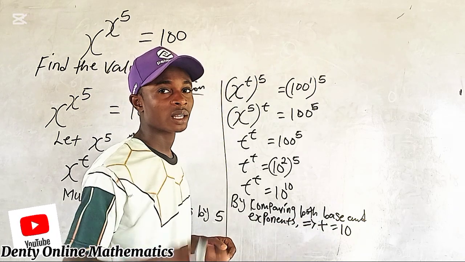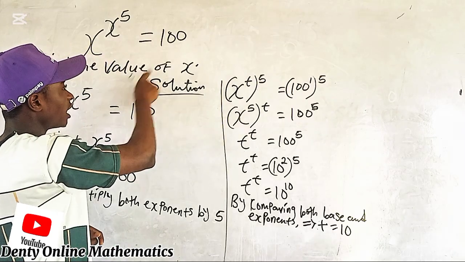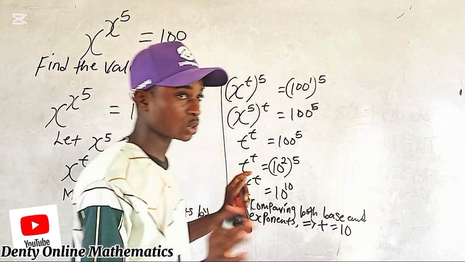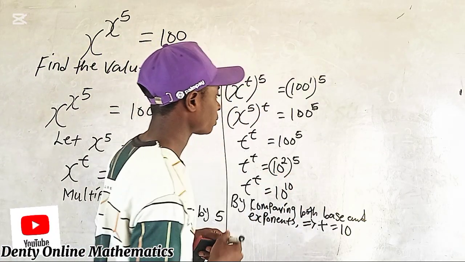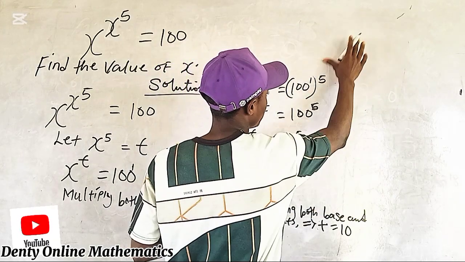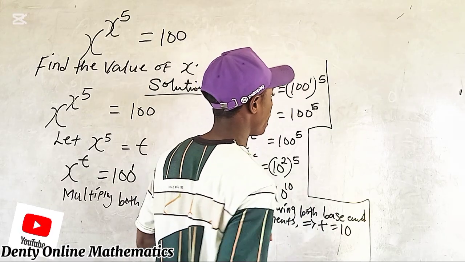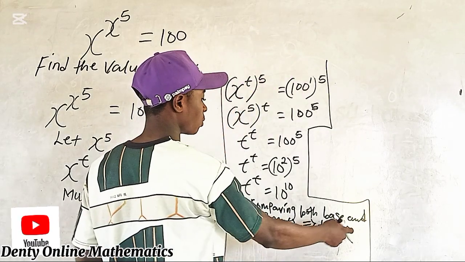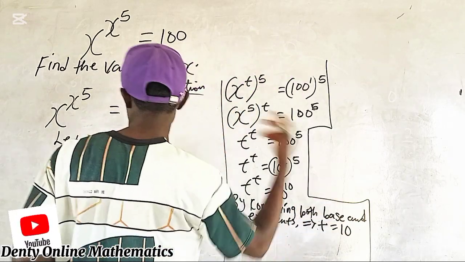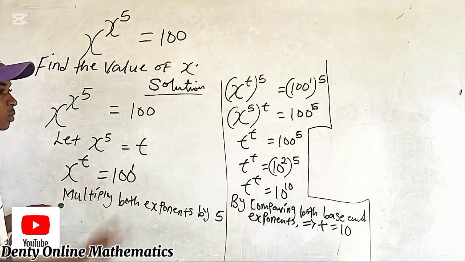But remember, we are not here to look for the value of t. We are looking for the value of x. That's what we are looking for here. And this is how we are going to do it. This is how we are going to have the value of x. Now, since t is equal to 10, let's come back to the substitution we made earlier. We said x raised to the power of 5 is equal to t.